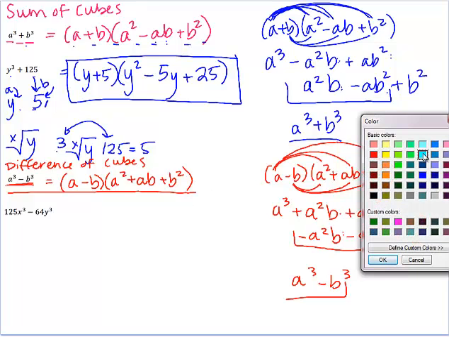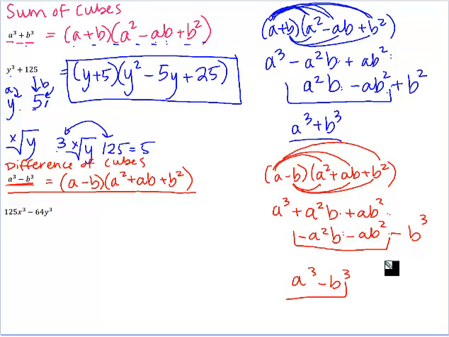So let's say we have 125x cubed minus 64y cubed. We need to figure out what the perfect cubes are. 125 is a perfect cube of 5, and then x cubed is a perfect cube of x. So that is like your a term. 64 is a perfect cube of 4, y cubed is a perfect cube of y, so that is like your b term. So a minus b.